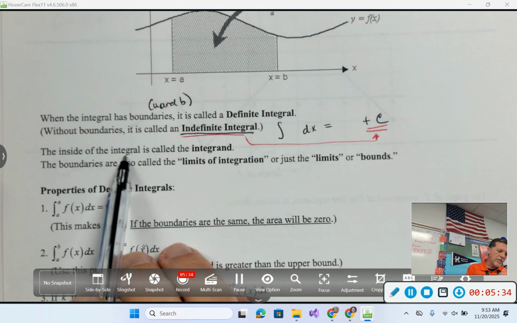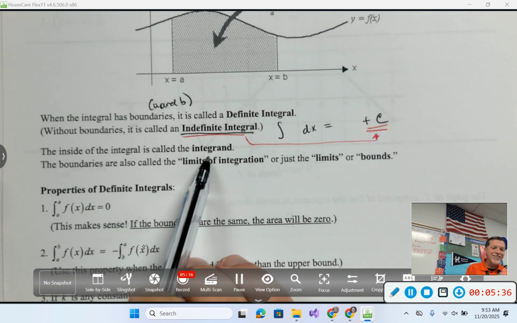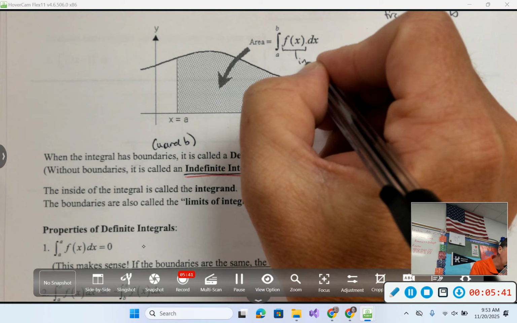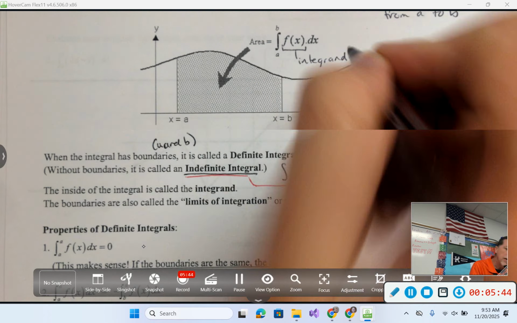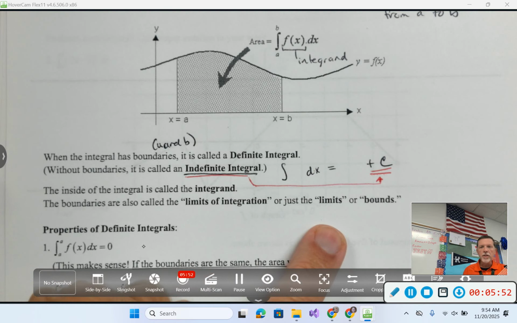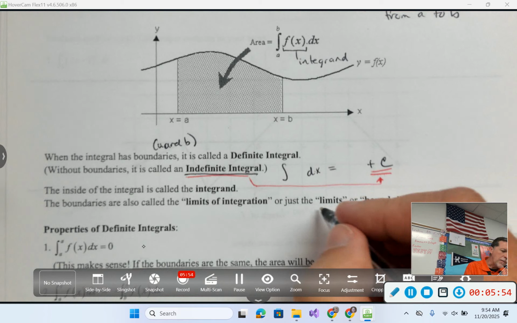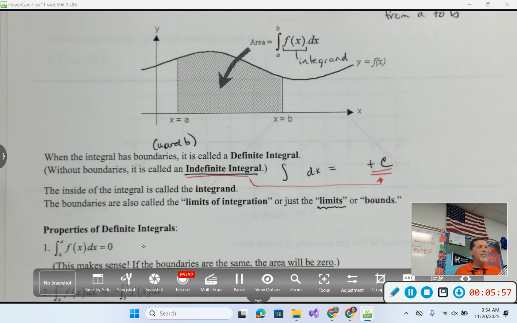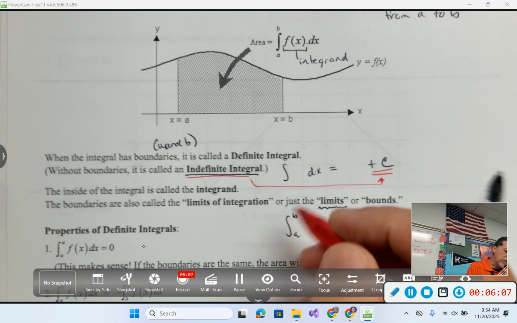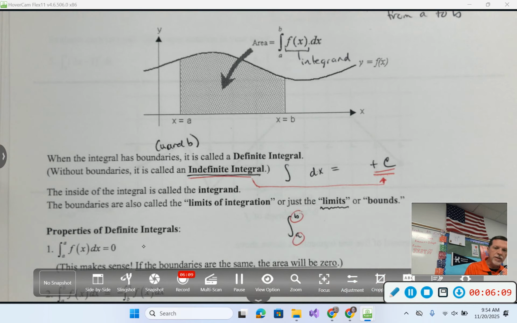Okay, some vocab here. The inside of the integral is called the integrand. So whatever's on the inside is the integrand. The boundaries are called the limits of integration, or just the limits or bounds. This gets a little confusing because limit has another definition in calculus, right? Limit as x goes to 0 or whatever. So this is a little bit different, but the a and the b are the limits of integration, or the limits or the bounds.